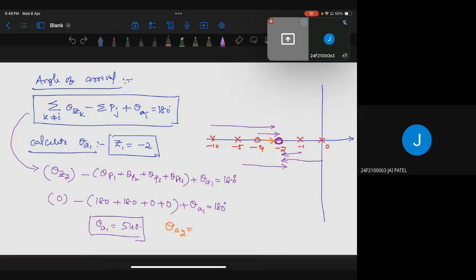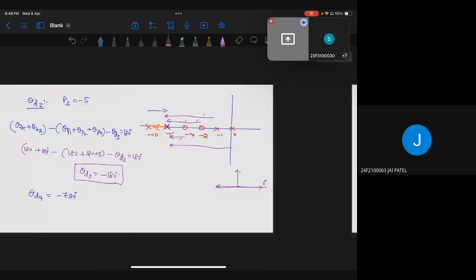Yes, sir. So now theta a2 will be 360. Now you have the point. So that will be like the next one for this one. That's how it goes. 360 means what? 360 means it enters like this. You got it? At 0, it will enter. So ultimately, this will be like this. Any doubt?